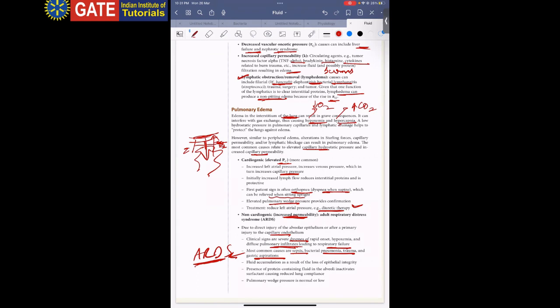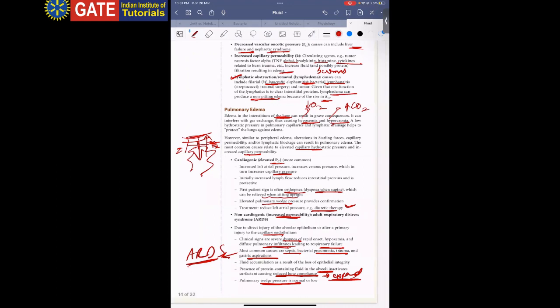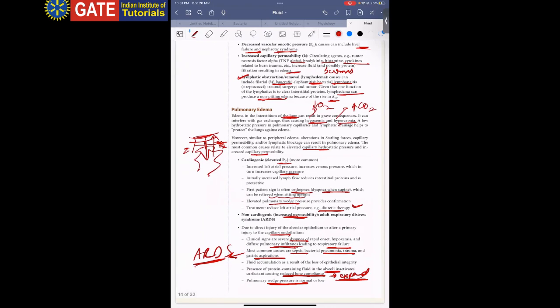So what happens? Because of excess of the fluid in the alveoli, it will actually reduce the compliance of the lung. So lung cannot expand. Expansion of the lung is decreased, so there will be difficulty breathing. Here, the pulmonary capillary wedge pressure is normal or low. That is the non-cardiogenic pulmonary edema. This is just a small overview about the pulmonary edema.